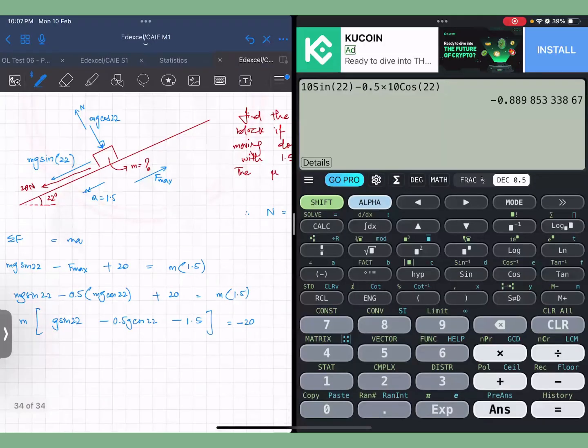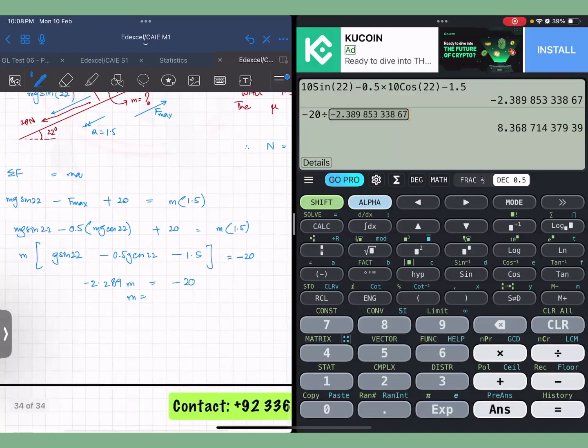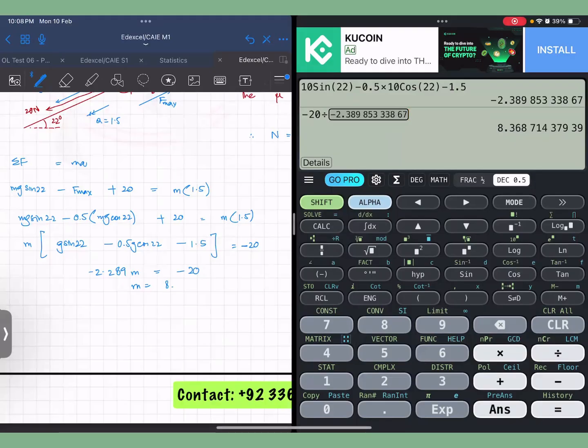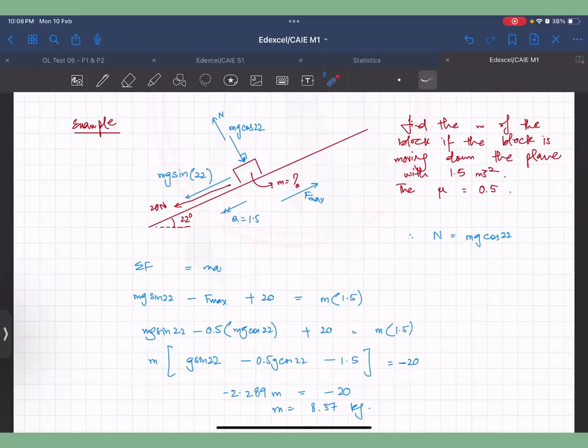Now if you solve this, minus 1.5, this is giving you negative 2.289 m equals minus 20. So mass comes out as minus 20 divided by this answer, which is 8.37. This is the mass of this block, in kg. Do you get it? Look at the situation and the direction of the forces which I have put in over here, and the F max direction, and how I calculate the F max as well.